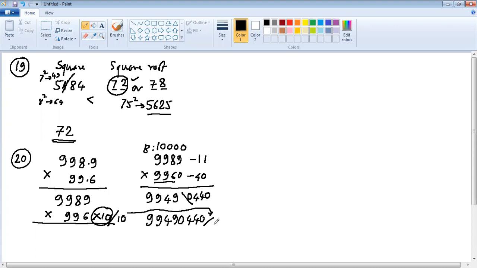Then you have to apply this part, that is divide by 10. With that the answer will be 9949044. 0 is gone, divide by 10. And finally you have to apply the 2 decimal places, 1 2. So the final answer is, the decimal point will come here. If you don't write the decimal point, it will be a wrong answer.